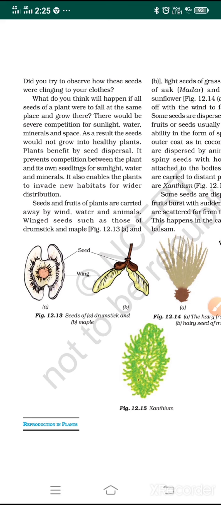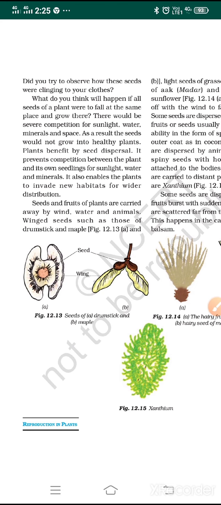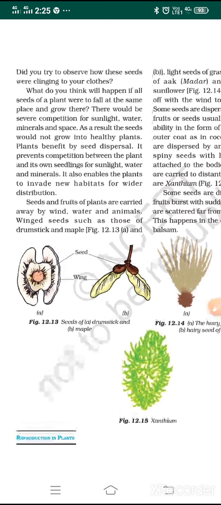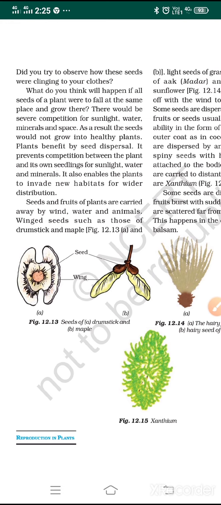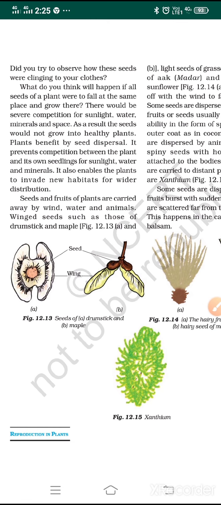So plants benefit by seed dispersal. If the seeds are dispersed to distant places, they get the benefit because they have much more space and they can grow very healthy. That's why they benefit if the seeds are dispersed. So it prevents competition between the plants, isn't it?